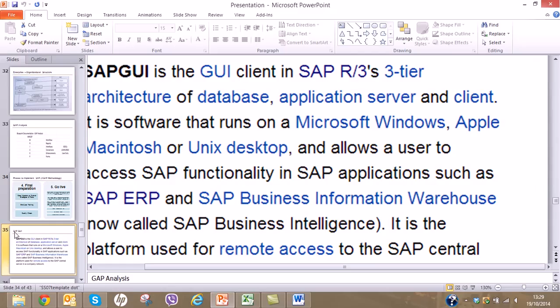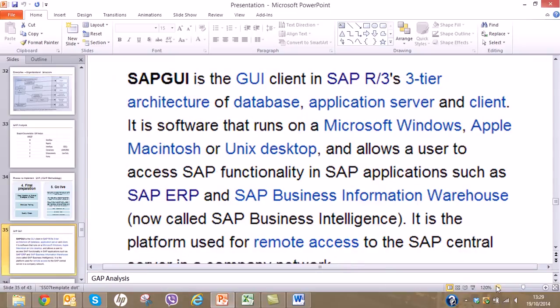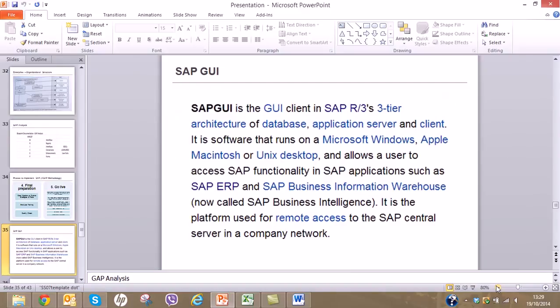So this is the end of the SAP methodology, and our new topic is SAP GUI. SAP GUI is the software, or you can say the GUI client. GUI means graphical user interface. The setup which I will give you today is for SAP GUI.